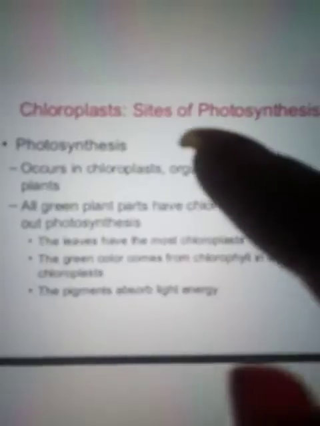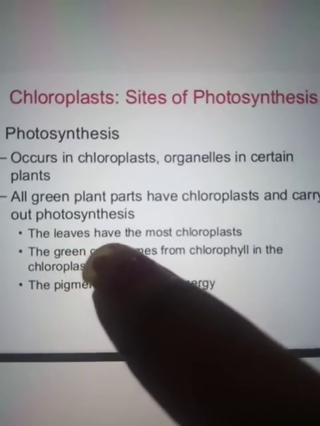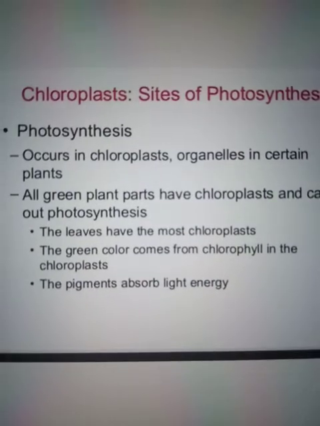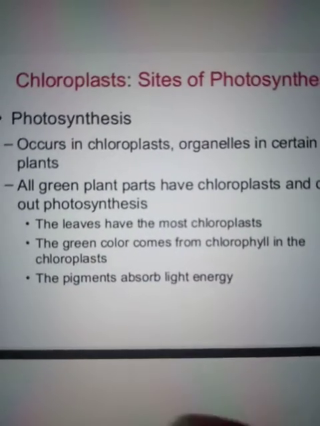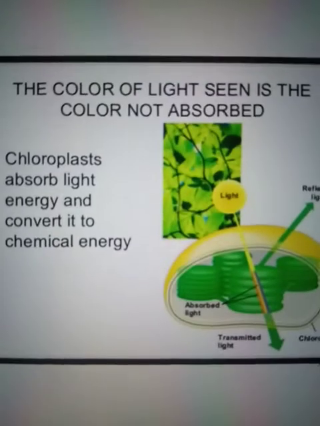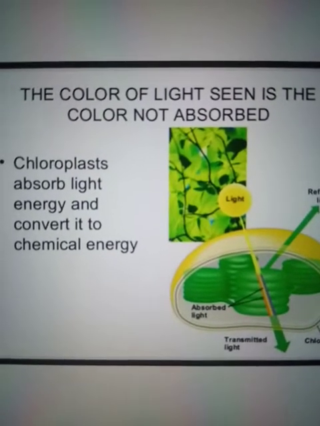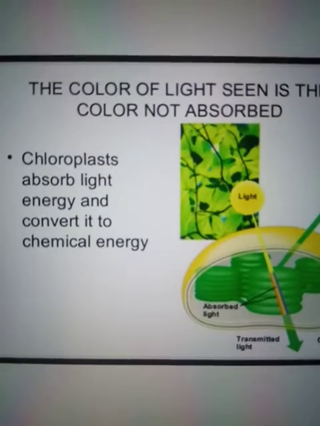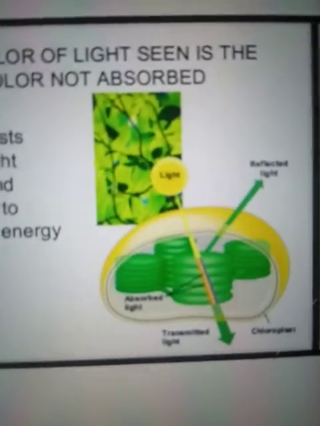Chloroplasts are also known as the sites for photosynthesis. The green leaves have almost all chloroplast and the green color comes from the chlorophyll in the chloroplast. This pigment only absorbs the light energy. The color of light seen is the color not absorbed. Chloroplast absorbs light energy and converts it into the chemical energy. You can see in the diagram.